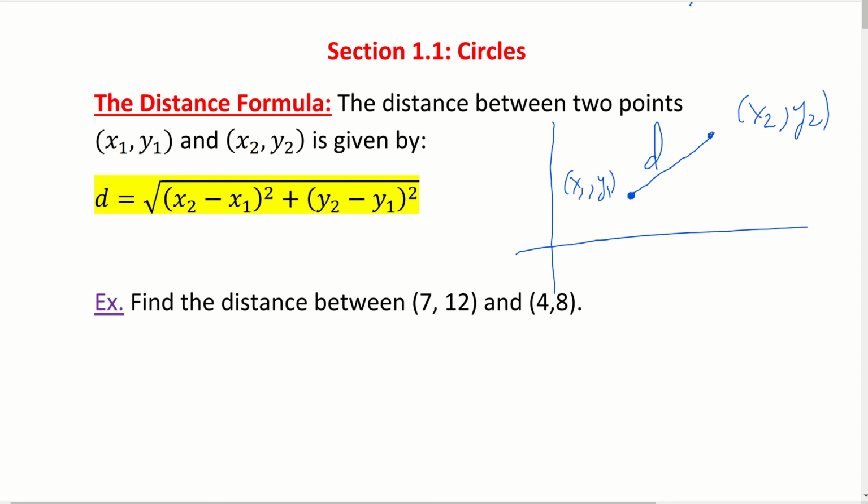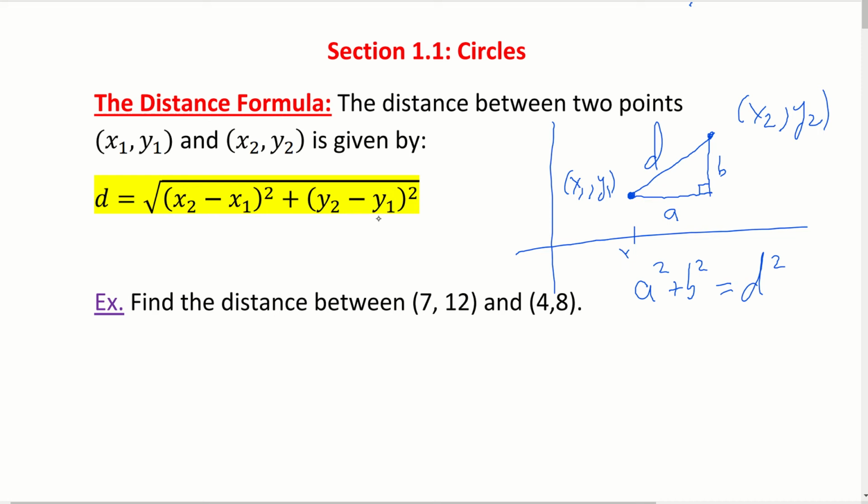We can compute the distance by forming a right triangle by drawing a horizontal line and a vertical line like this. Let's call this side A, we'll call this side B. We know that according to the Pythagorean theorem, the sum of the squares of the legs, meaning a squared plus b squared, is equal to the square of the hypotenuse, which in this case would be d. Okay. So that comes from the Pythagorean theorem.